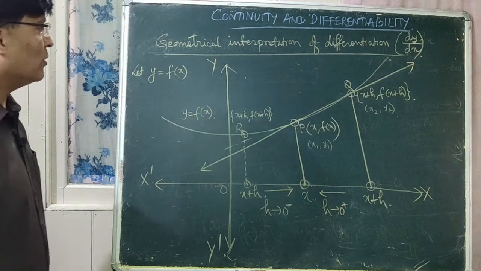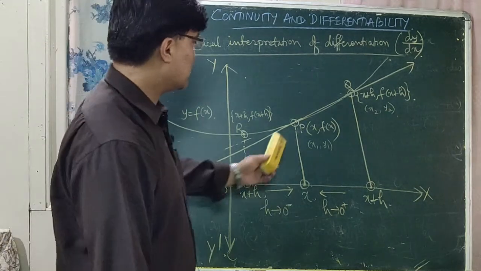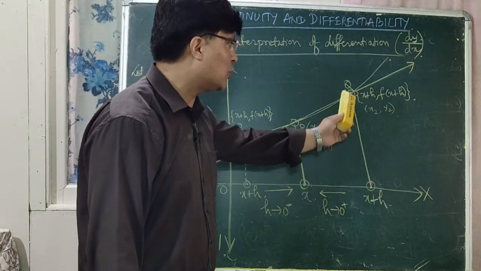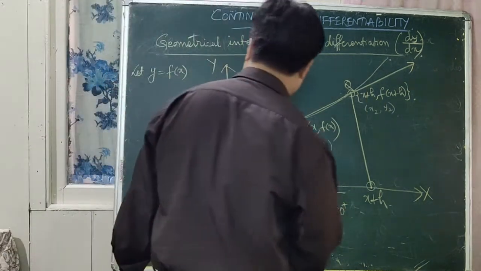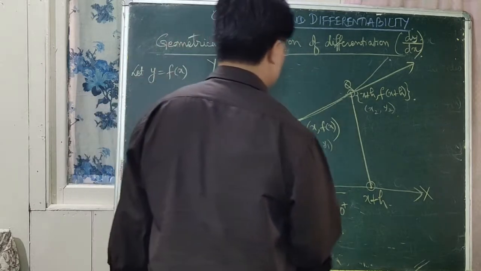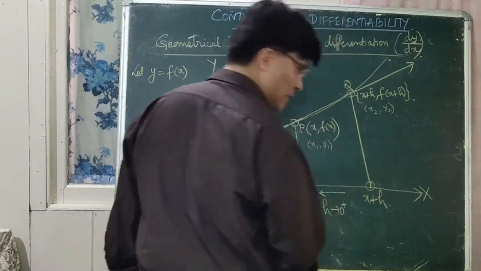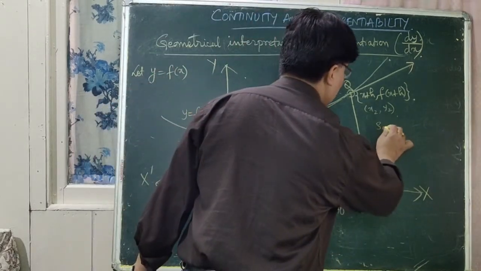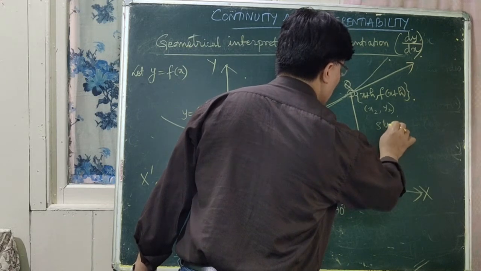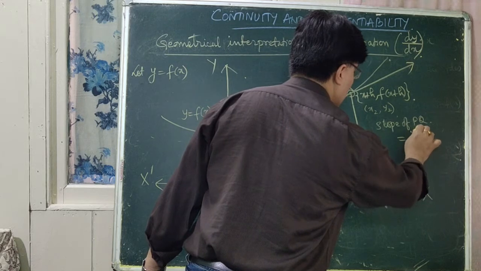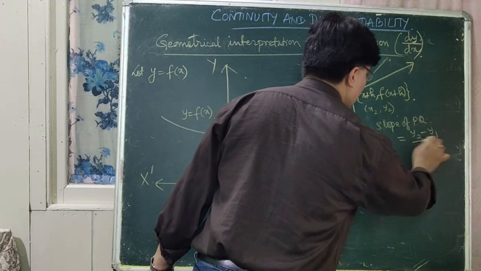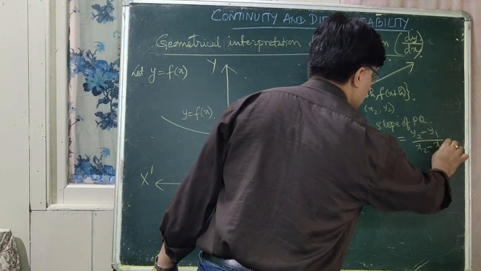Okay, so now in this case, let us take this P point as x1, y1 and Q point as x2, y2. So what is the slope of the line PQ? Let us write down the slope of PQ. Slope of PQ is equal to y2 minus y1 divided by x2 minus x1.